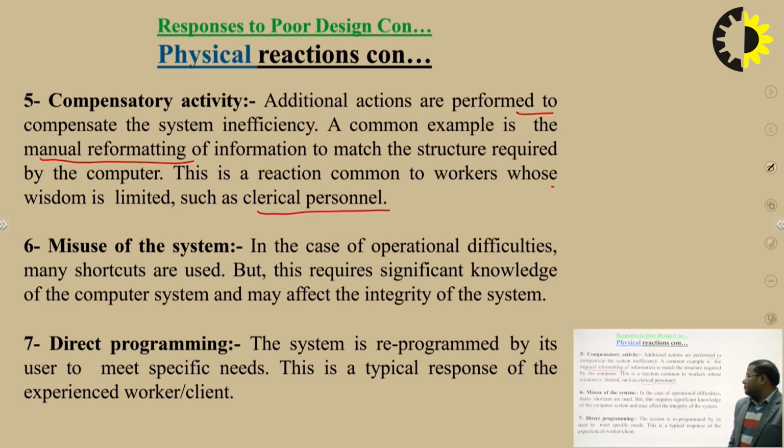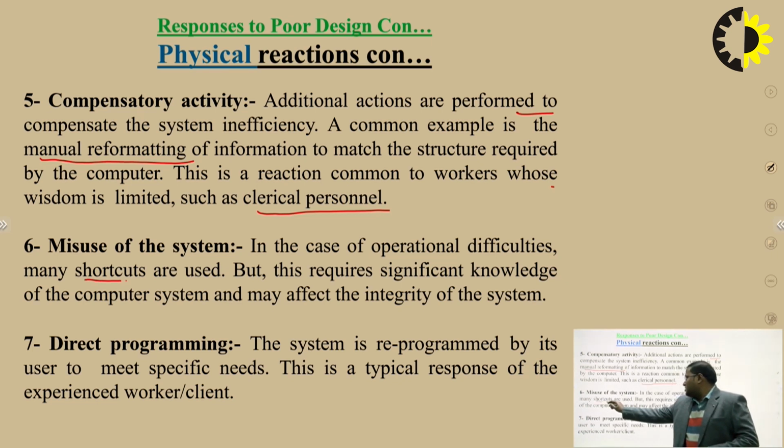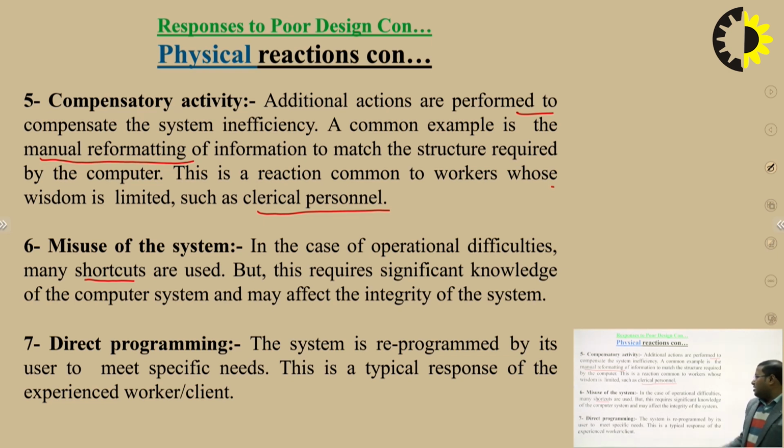Misuse of the system is another physical reaction given by the customer. In the case of operational difficulty, many shortcuts are used. So this is the misuse of the system. But this requires significant knowledge of the computer system and may affect the integrity of the system, because we are using shortcut methods, not the actual methods.